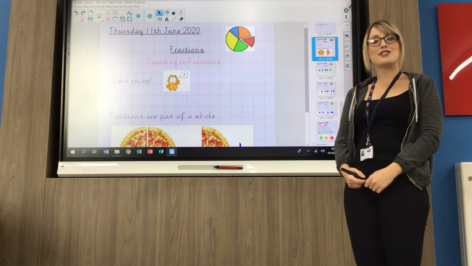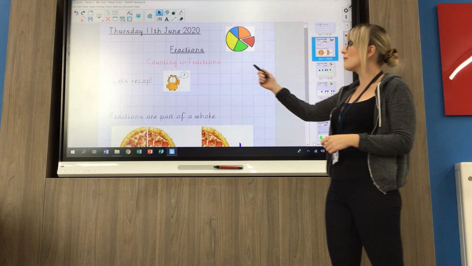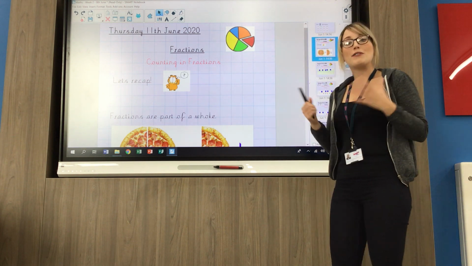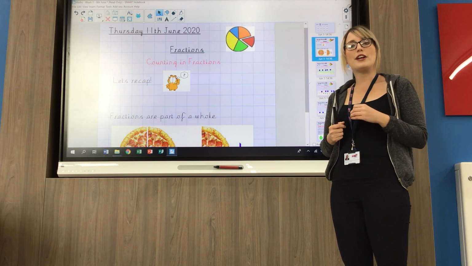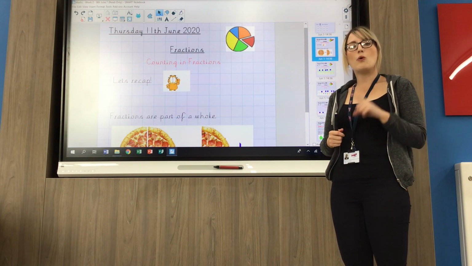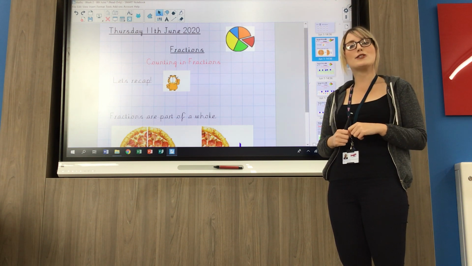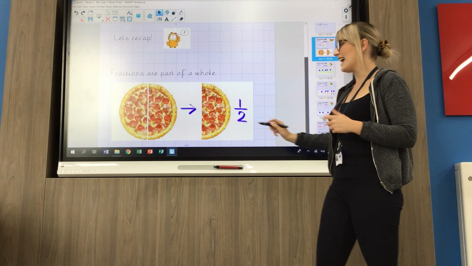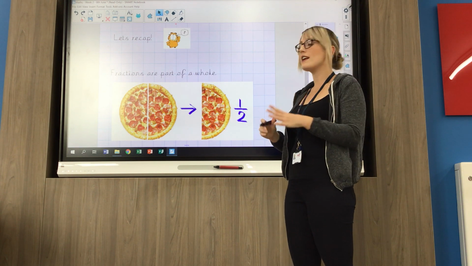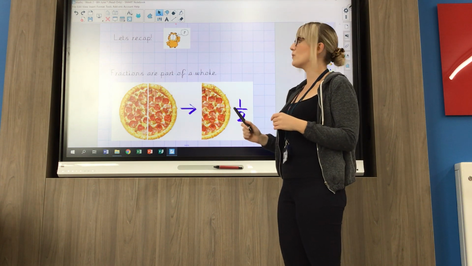Today we're going to be doing fractions again, and we're going to be counting in fractions today. Before we start that though, let's recap what a fraction is. Yesterday we learned that a fraction is when one whole has been split into equal parts. So a fraction is a bit like a slice of something or a piece, but they must be equal.